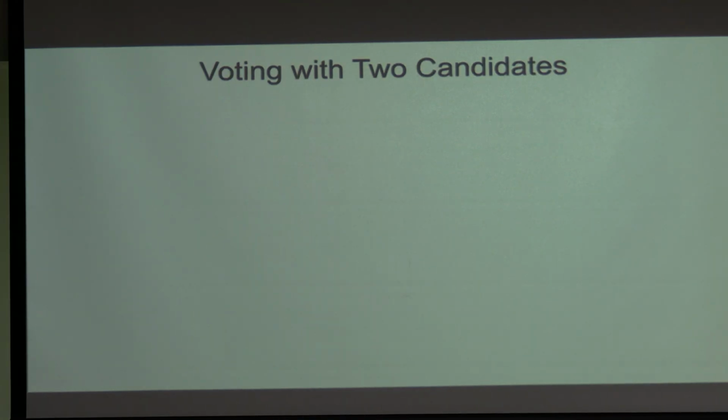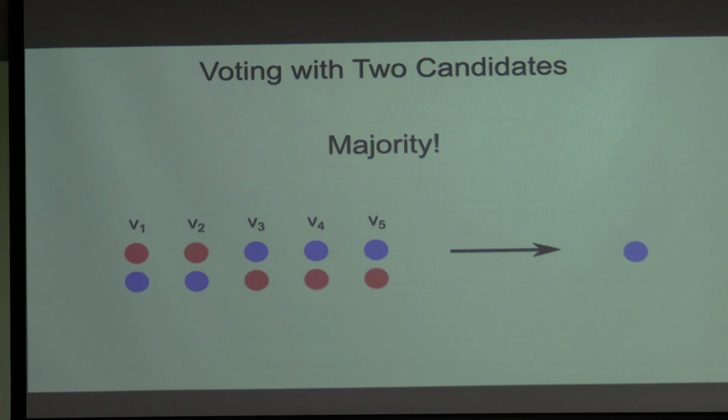Suppose you just have two candidates, and say a bunch of voters. How do you think a candidate should be chosen? Majority vote, right? I mean, nothing else makes sense. You have a red candidate, a blue candidate. If more voters like red over blue, then you pick red, otherwise you pick blue. That's the brain dead thing that you could do in this case.